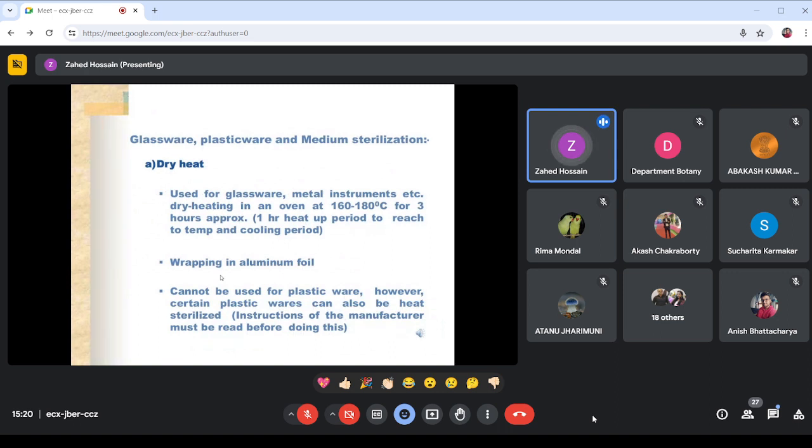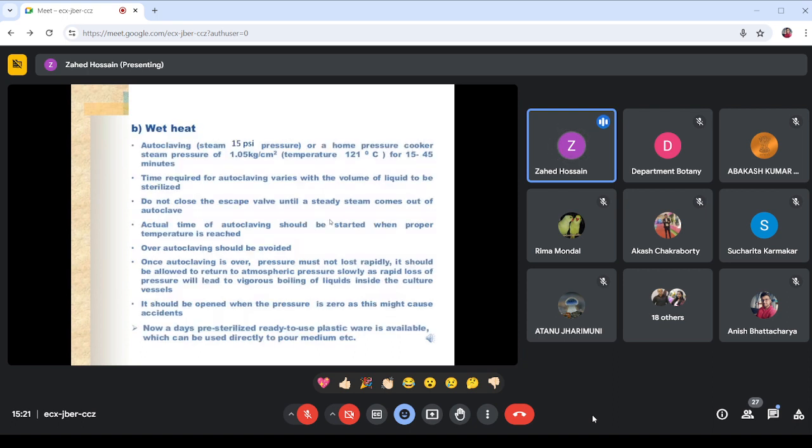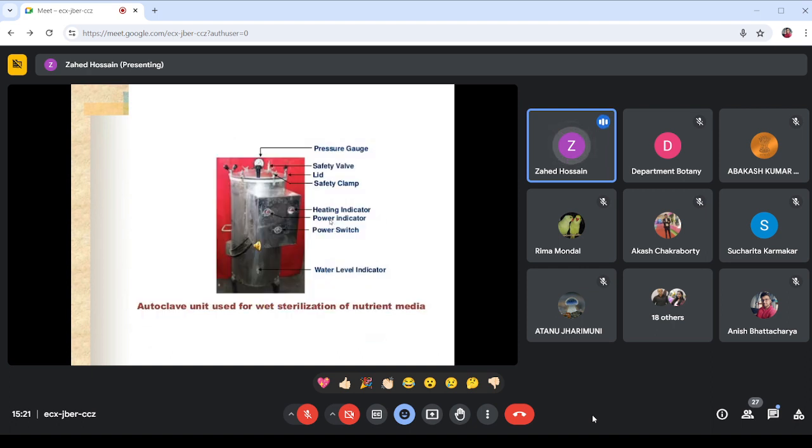Dry heat can be achieved by keeping your clean glasswares in the hot air oven at 160 to 180 degrees centigrade for 3 hours. That will give you sterilization. Basically, this is for the glasswares, not for the plasticwares. There is another mode, wet heating, known as autoclaving. You know the autoclave. Here I have shown this instrument, which is called an autoclave.